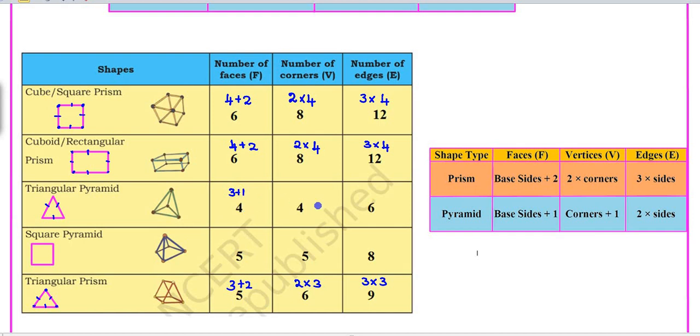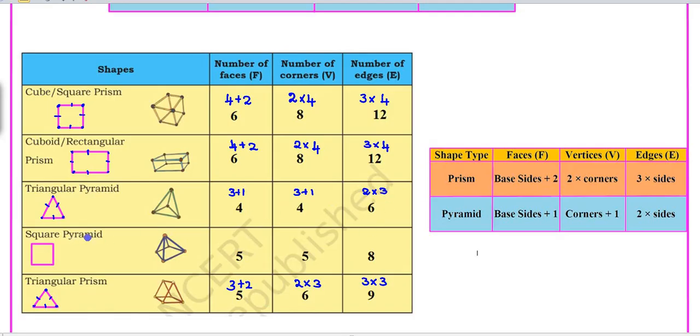Next, for finding vertices, corner plus 1. How many corners? We have 1, 2, 3. 3 corners plus 1, 3 plus 1. For finding edges, 2 into sides. Here alone the formula is 2 into the sides. How many sides? 3 sides. 3 2s are 6. We got the table.